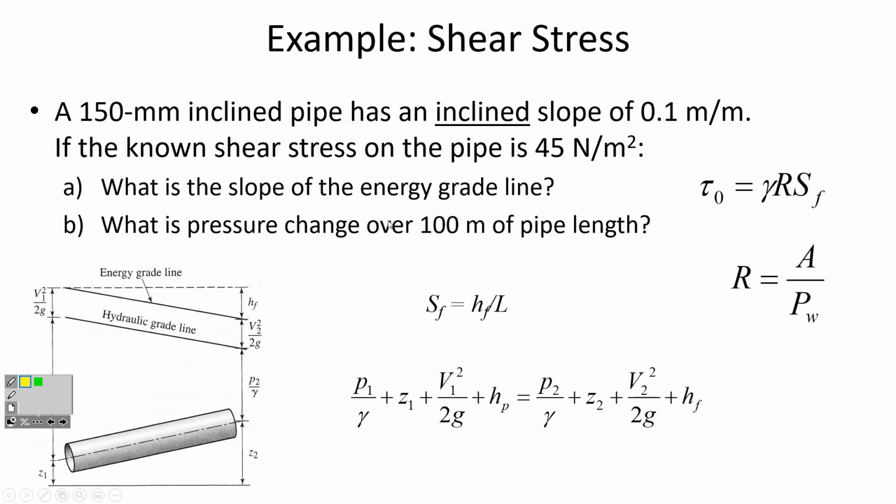So for part A, we're just going to be substituting into this formula. But for part B, where you're finding the pressure change, you'll need to use the energy equation, which is here on the screen. And so I'm going to pause for a moment and ask you to calculate what is S sub F for the pipe that's described. And remember, R stands for radius, and if it's a circular pipe that's flowing full, then the hydraulic radius is just the diameter in meters divided by 4.